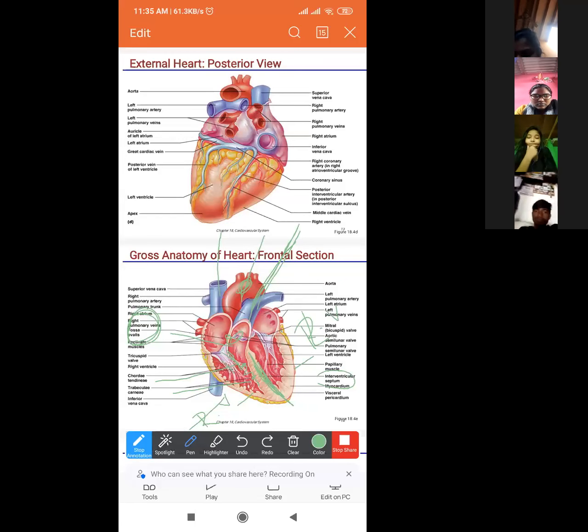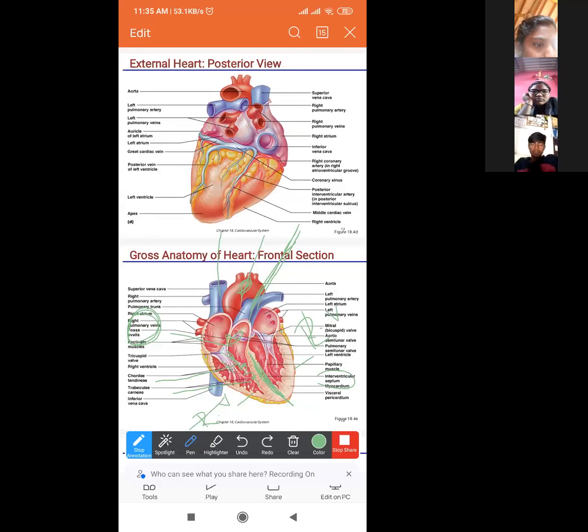So mixing of blood is taking place. That's why that baby's body will be slightly bluish in color. The baby is not getting properly oxygenated blood. So that patient will be admitted in the hospital. The heart specialist will close the fossa ovalis. Actually, after the birth, the fossa ovalis will close as soon as possible.